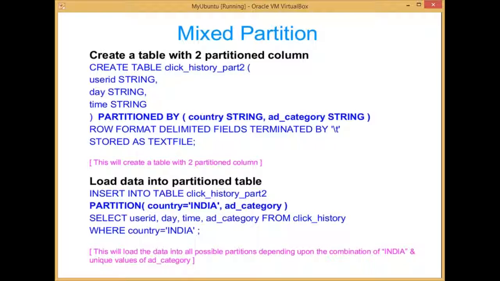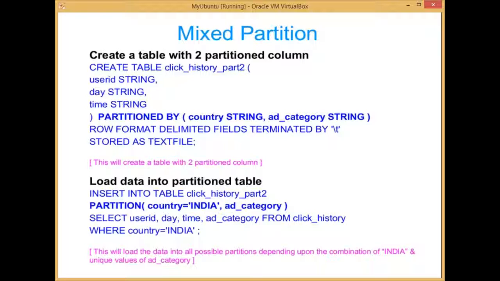it will create a directory with the same name as your table name. Inside that you will find subdirectories: country is equal to India, country is equal to US, country is equal to Canada. Inside every country subdirectory, you will find further subdirectories: add category is equal to games, add category is equal to garments, travel, like this. In my data, there are 7 distinct countries and 6 distinct add categories. So 7 multiplied by 6 is equal to 42.